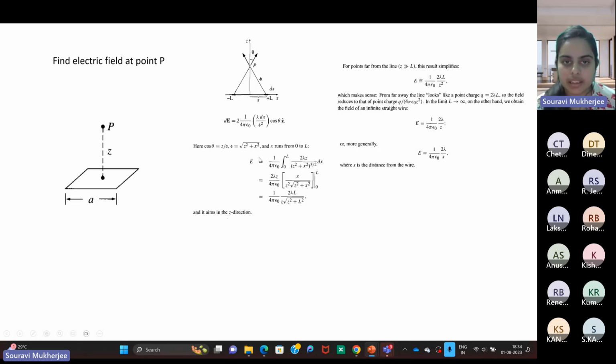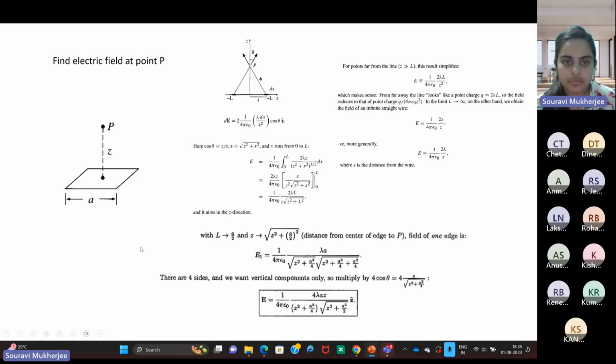So now you find the field for one side of your square, okay? And you do an integration from 0 to L. This is just substituting the values of cos theta and r and running the value of x from 0 to L. So if you do that, this is something that you get. And again, this is just a consistency check. If you have an infinite wire, you are supposed to get an expression like this, and you get a similar expression. Okay, so now you use this result for all these four edges.